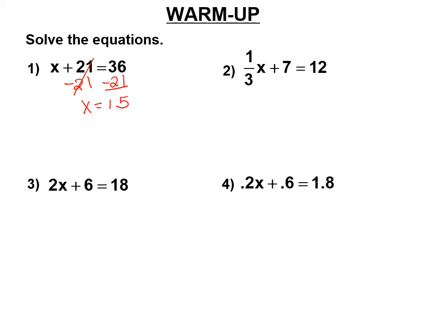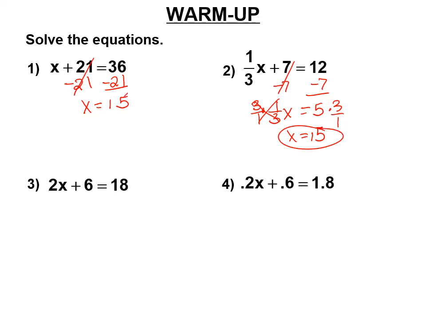Let's see. So let's do number 2. We subtract 7 from both sides. We get 1/3 x equals 5. We multiply both sides by the reciprocal of the coefficient. Interesting, we get the same answer, 15, as the last one. Wonder why that is. Let's try another one.